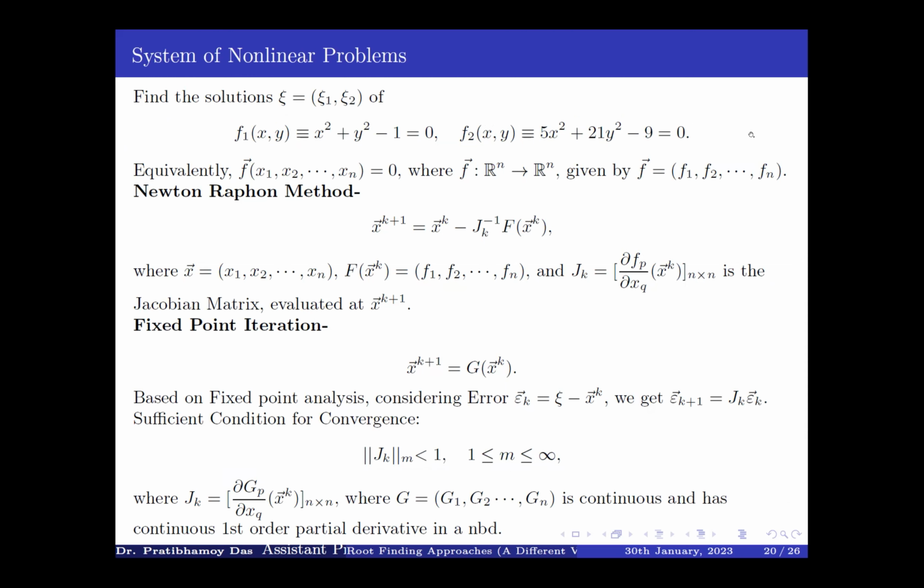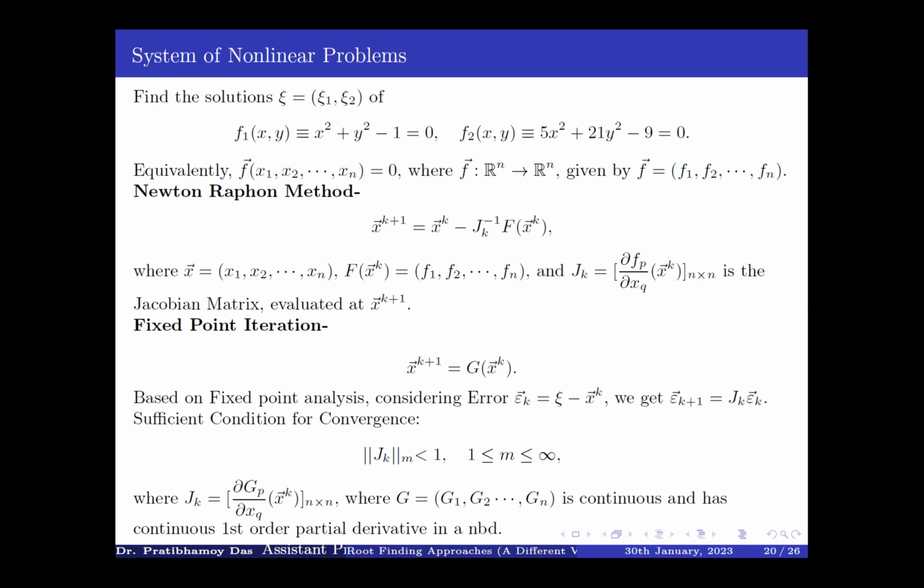These are two functions. As you can see, they are very simple. The first one is the equation of a circle, x square plus y square equal to 1. And the second one is the equation of an ellipse, 5x square plus 21y square equal to 9. These two curves cross one another at 4 points. If you draw a circle and an ellipse, they will cross at 4 points.